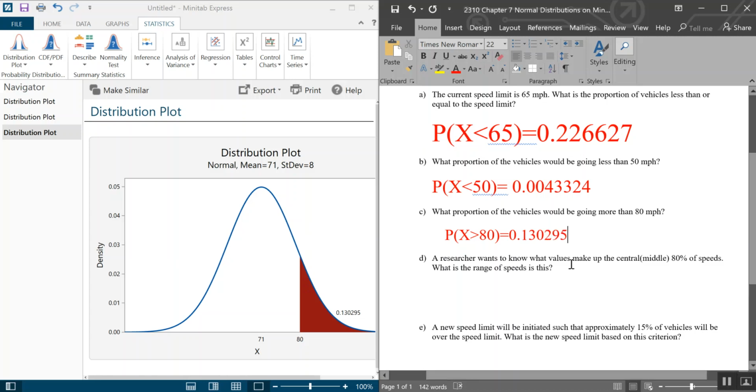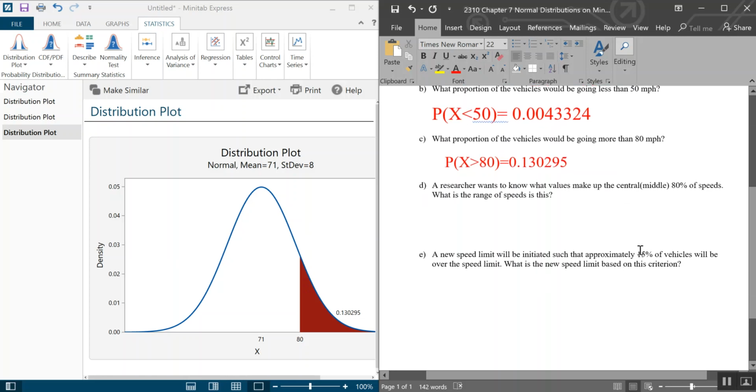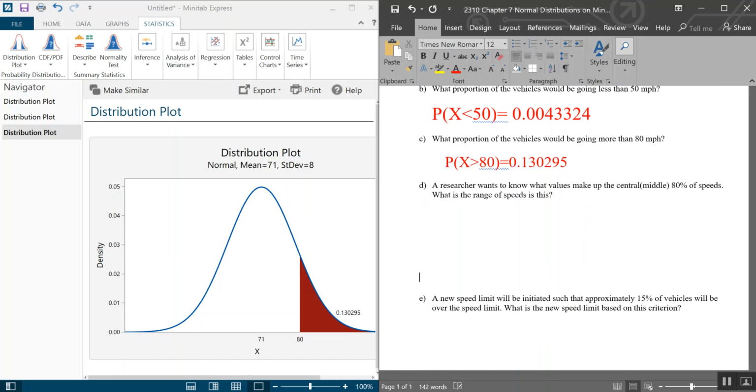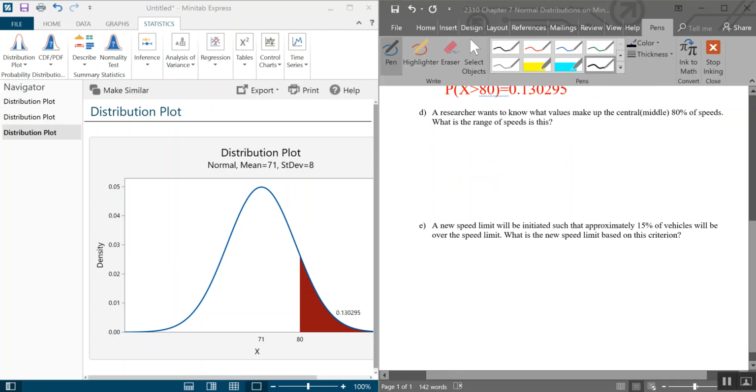0.130295. So about 13% of people go over 80 miles per hour on this stretch of highway in particular. Interesting. Cool. So let's suppose a researcher wants to know what values make up the middle 80% of speeds. So I'm going to make a little bit more space to prepare something here. Sorry, I had to get my inking prepared.